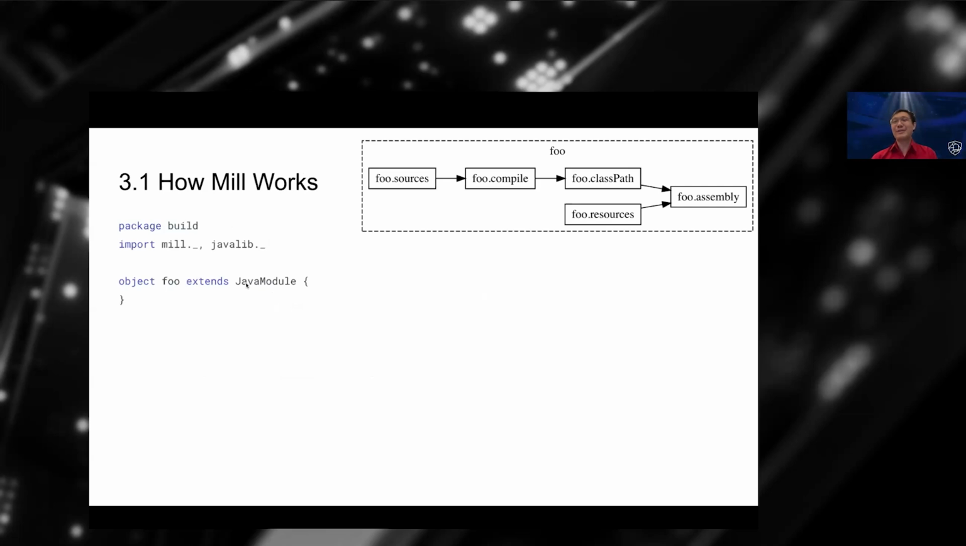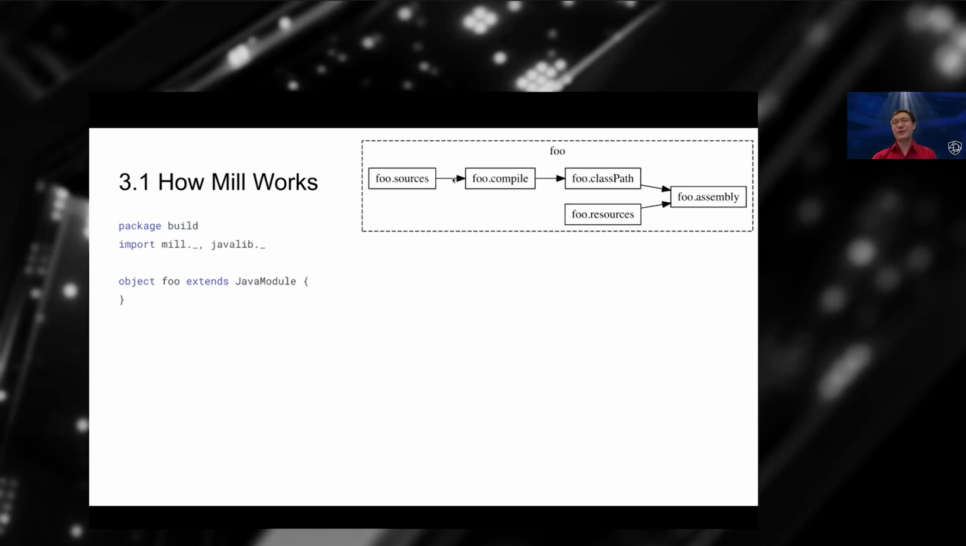And unlike a Scala module, you don't even need to specify a Scala version for Java modules. And object foo is literally a Scala object, and Java module is literally a Scala trait. And like any object inheriting from a trait, you inherit all the methods. Like in this case, a simplified version is sources, compile, class path, resources, and assembly. And they call each other.